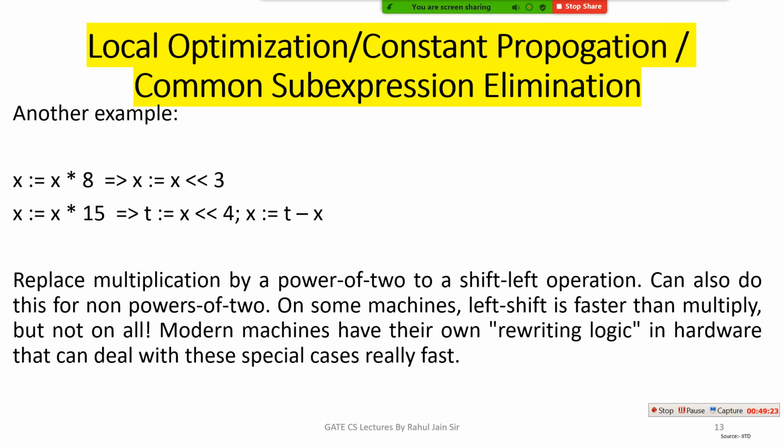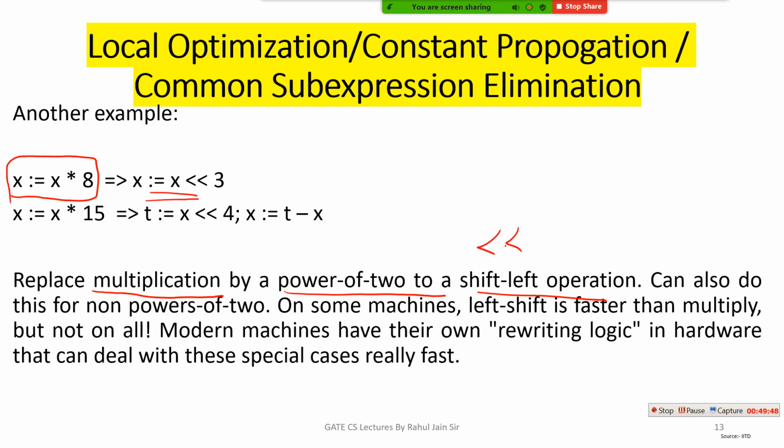Now we are focusing on the next question. Just focus completely on the screen, guys. Suppose our code statement is x equals x into 8. Then we can optimize it like that. Why are we optimizing it here? Just focus here. Replace multiplication by a power of 2 with a shift left operation.